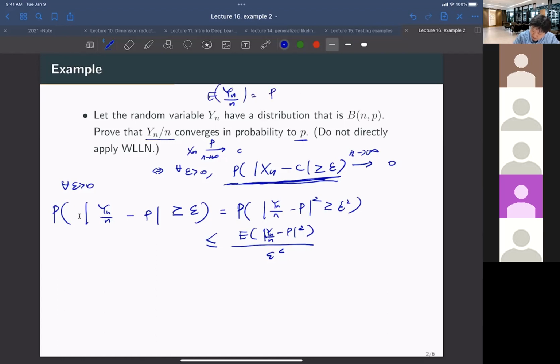So it's basically the variance of Yn over n. And so this is the variance of Yn over n, which is 1 over n squared times the variance of Yn. And the variance of the binomial is npq. Right, so it is pq over n epsilon squared, p(1 minus p) over n epsilon squared, which goes to 0.